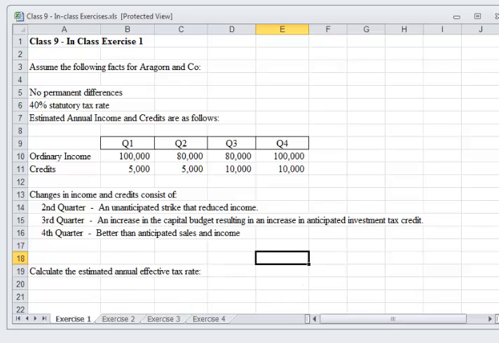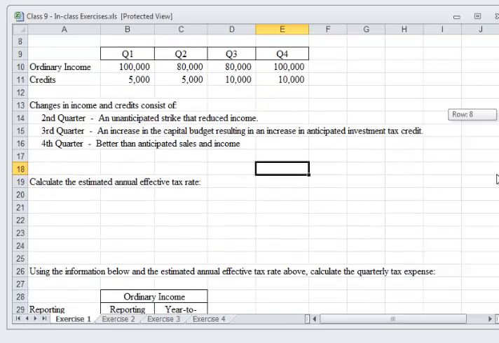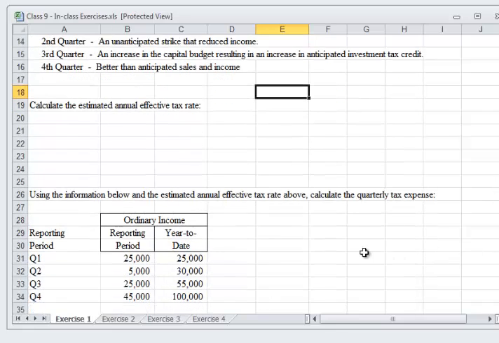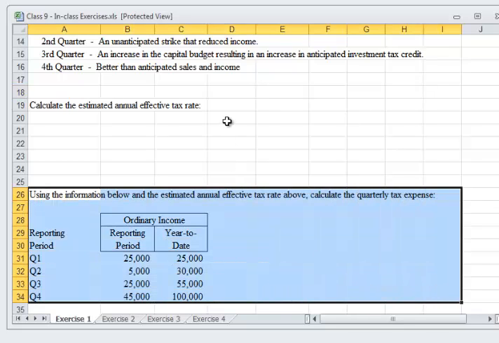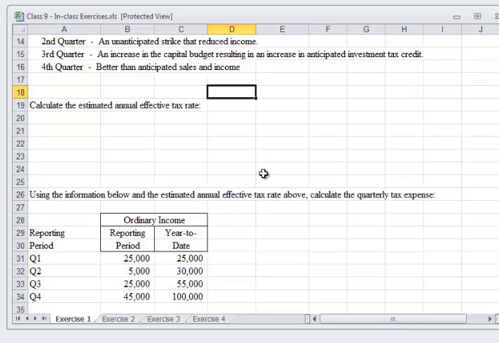I want you to calculate your effective tax rate for each quarter. Then use the information at the bottom of the page to calculate your quarterly provision for each quarter. Don't worry about the balance sheet. Come up with the expense every quarter based on the forecast at the top of the page and the year-to-date income detail at the bottom of the page. Okay? Off you go.